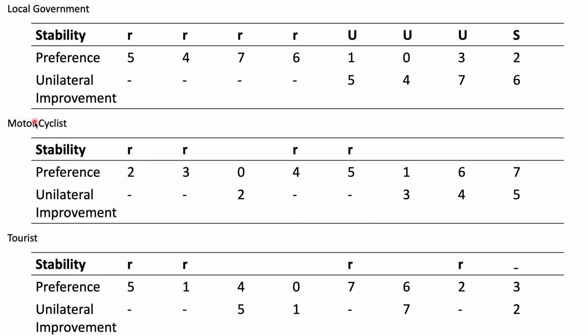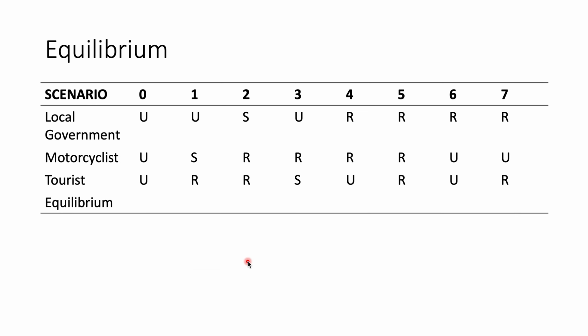So you do it again from the motorcyclist perspective. For motorcyclists, you compare motorcyclists to tourists, tourists to local government. For tourists, you compare tourists to local government to motorcyclists. So it comes back in a full cycle. And then you just mark down which one is the unstable one, which is the sequential one. Here's the one for motorcyclists, and here's the one for tourists. So after you make these markings, you can tally those results.